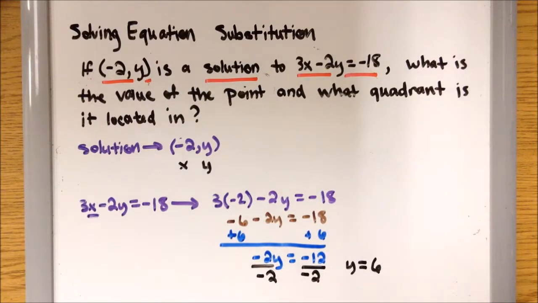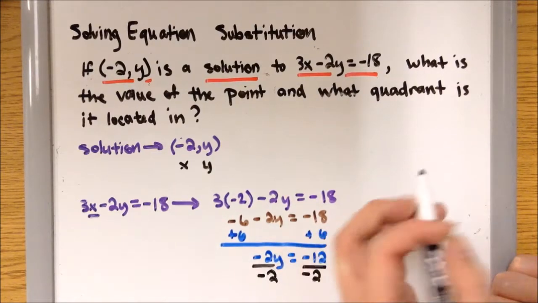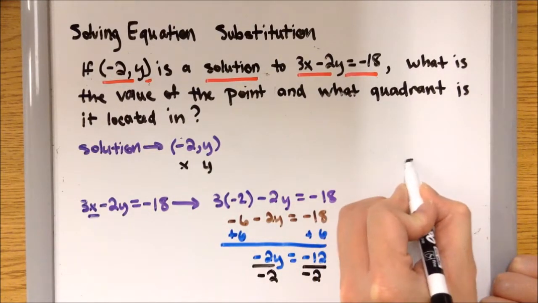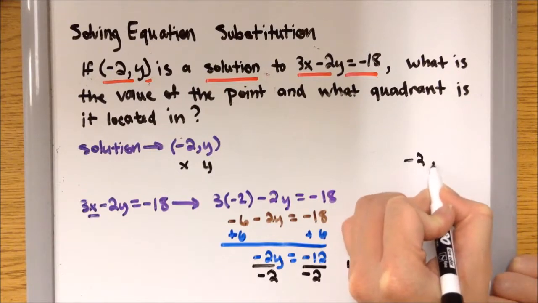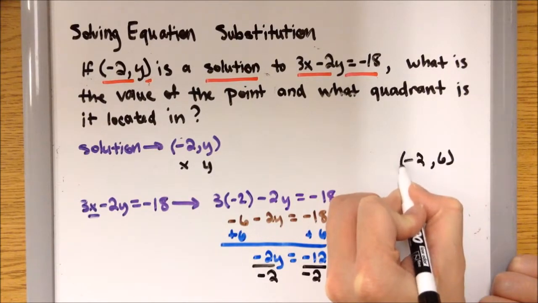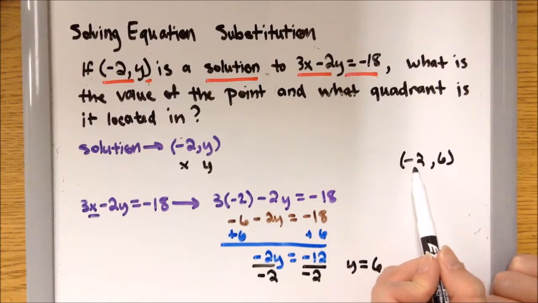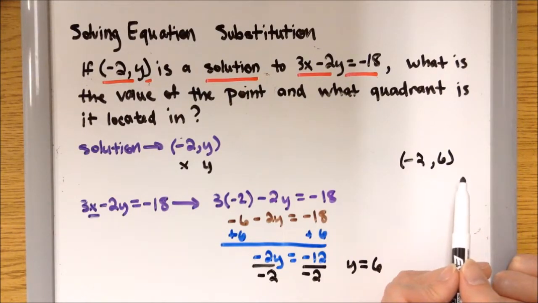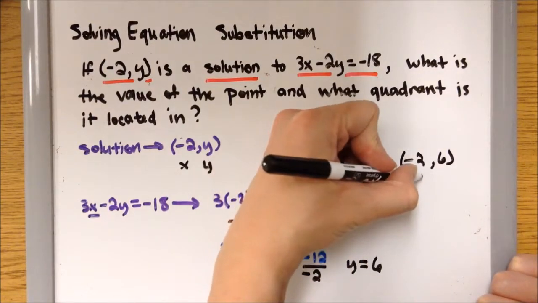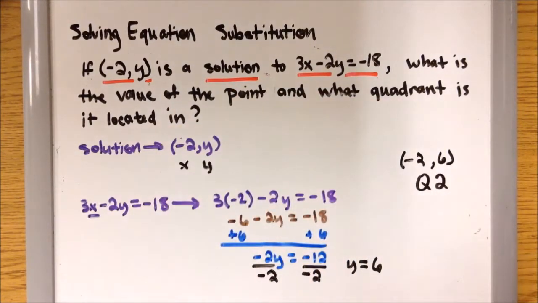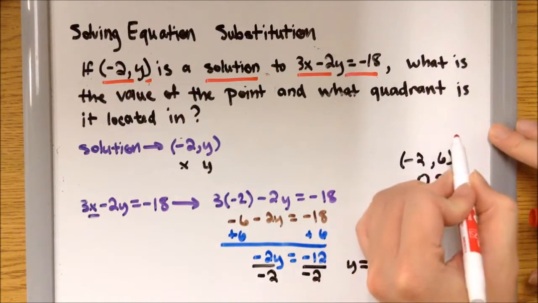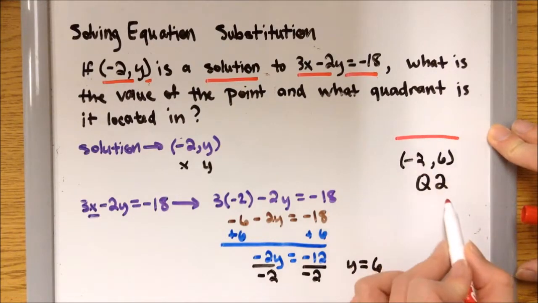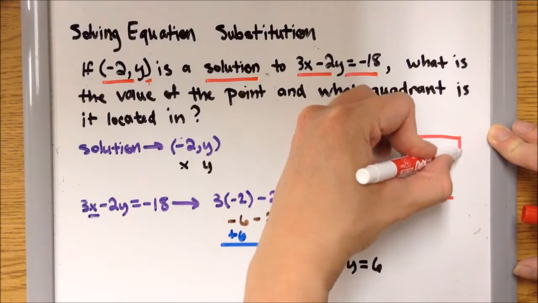So that means that the value of our corner point, the x value, will be negative 2, which was given. We found our y, which is a positive 6. So looking at it, negative 2 is our x value, and a positive 6. Where the x value is negative and the y value is positive, that's going to be in quadrant 2. So that will be our solution. The value of our point is negative 2, 6, and it is located in quadrant 2.